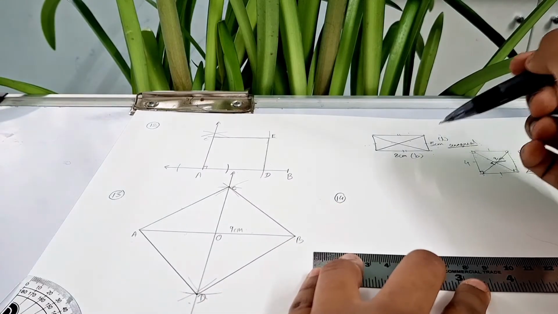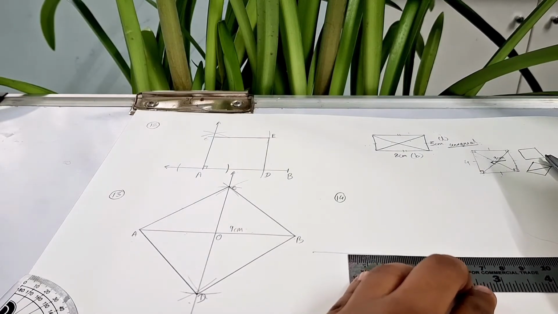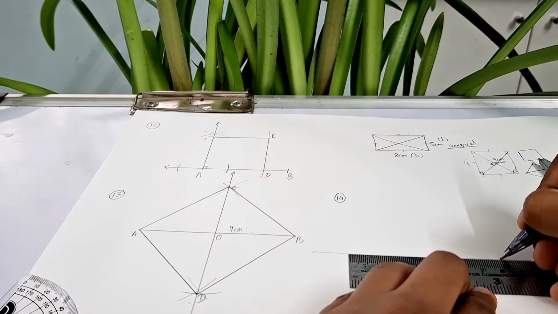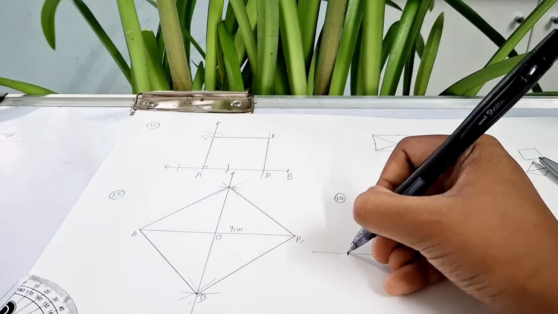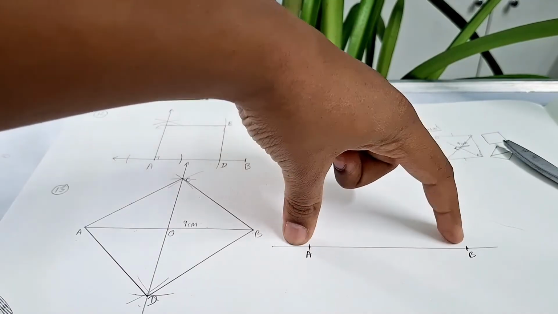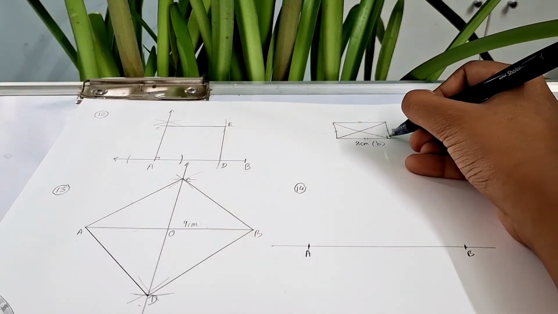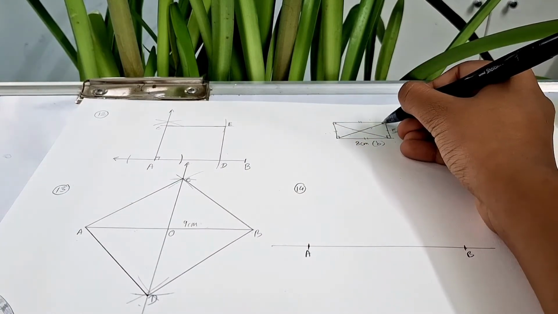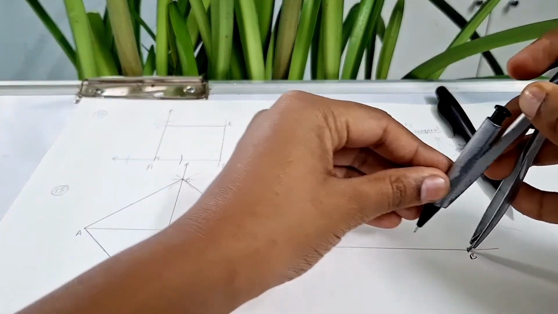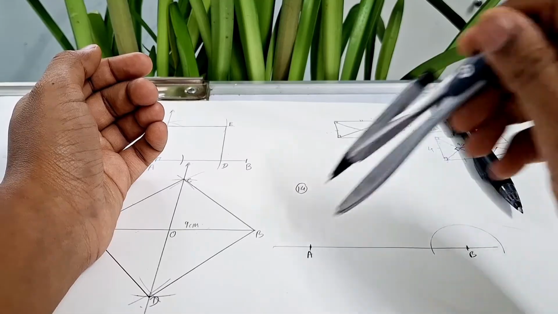I will again take any line of any measure. Assume 2 points A and B somewhere in the middle of this line, which will be of 8 cm. So AB should be of 8 cm. If this is point A, this is point B, this distance is 8 cm. Now these angles, there are 4 angles in a rectangle and all 4 are right angles. So I again will have to draw perpendiculars from points A and B as we did in question 4.